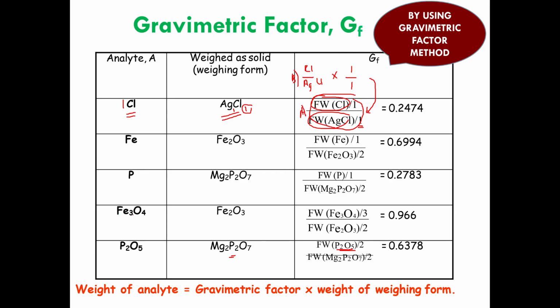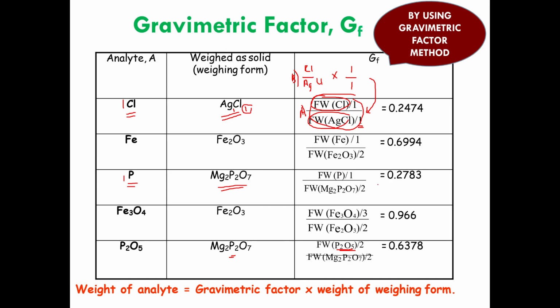If you look at the example, the easiest example to understand the gravimetric factor, we look for phosphorus. I take the example of phosphorus with the precipitate Mg2P2O7. So the formula weight for phosphorus, divided by 1 because from the analyte we get 1 phosphorus, and the formula weight for the precipitate, which is Mg2P2O7, and how many analyte. There are 2 phosphorus in the compound, so divided by 2.